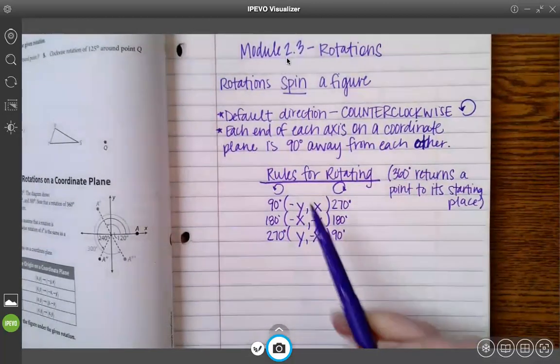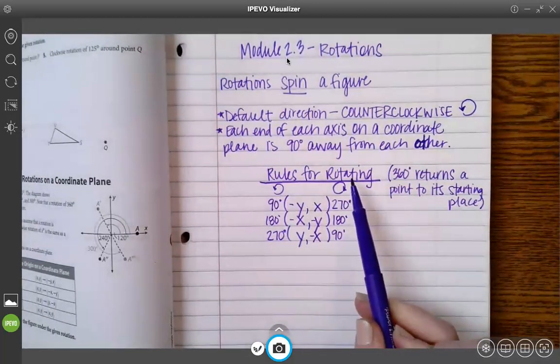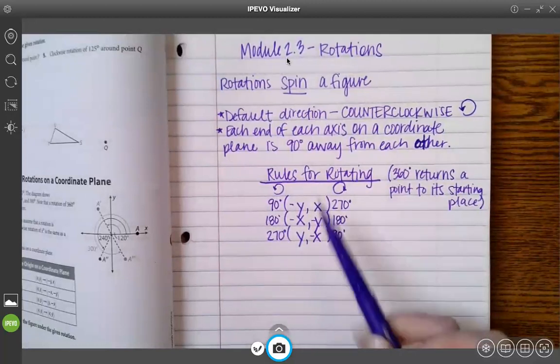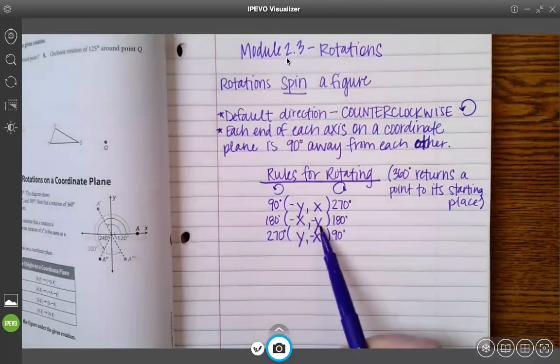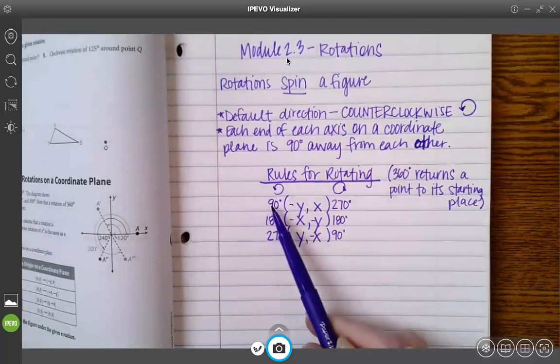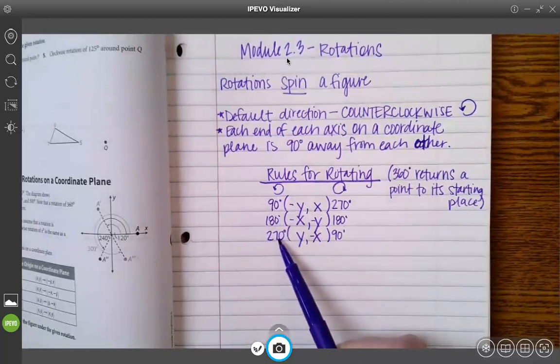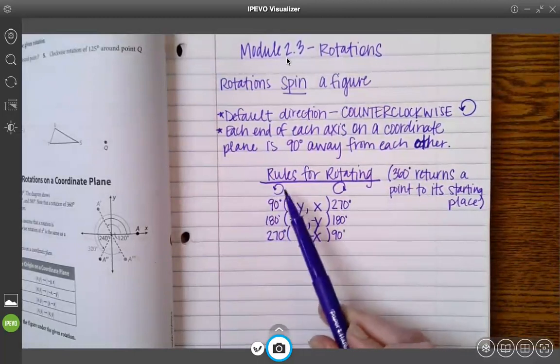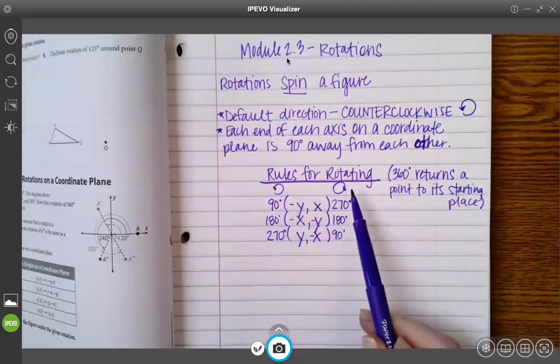So one more time to go through the rules for rotating, because this is pretty much the entirety of what you need to do rotations. We say YX, XY, YX. Notice how they're stacked up and lined up like that. YX, XY, YX. Negative first, negative both, negative last. 90, 180, 270, 90, 180, 270. Left side goes down, right side goes up, left side spins left, right side spins right.